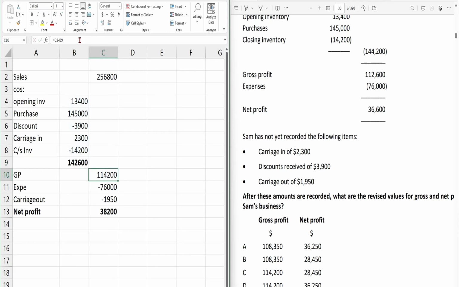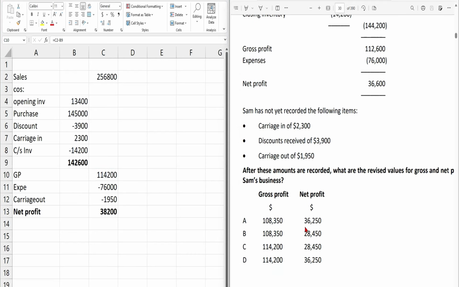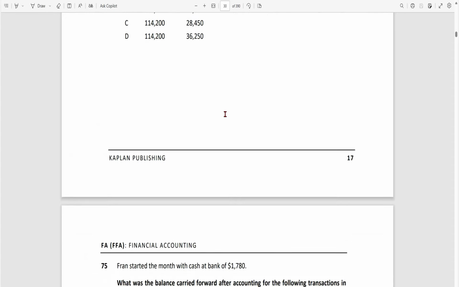This is perfect. So now we have a GP margin of 114,200, and net profit. Something we have missed out, I think. All right, the Excel didn't take the last one. Okay, so according to my calculation, option D seems to be correct, right? Okay, so let's move to the next question.